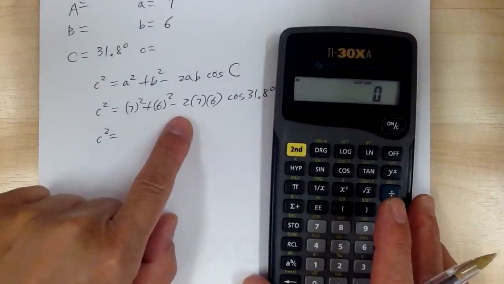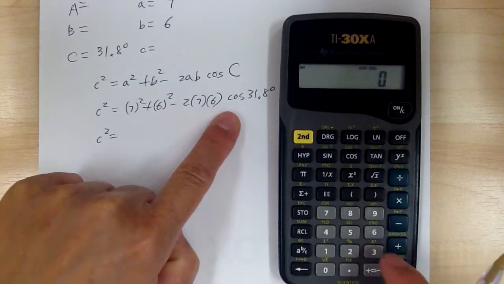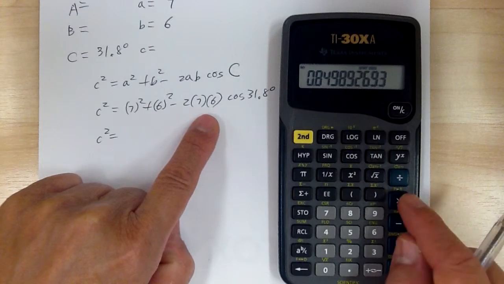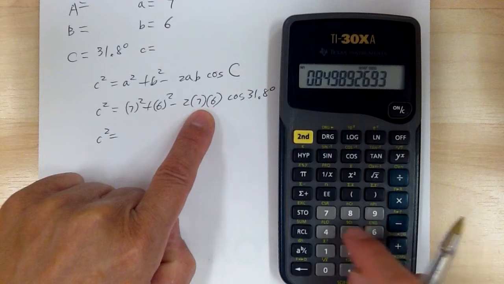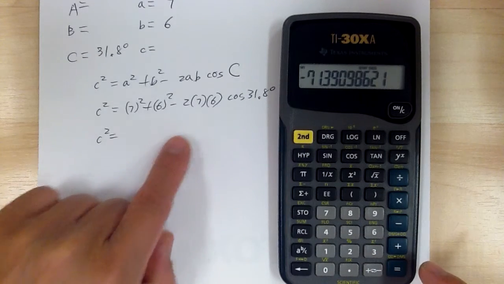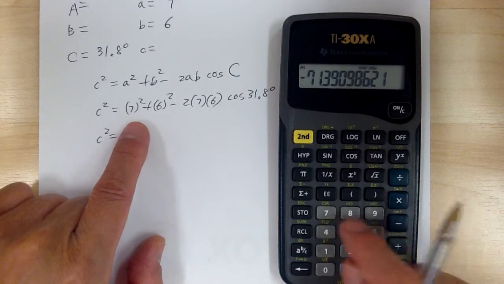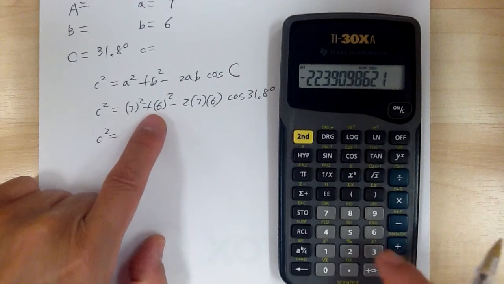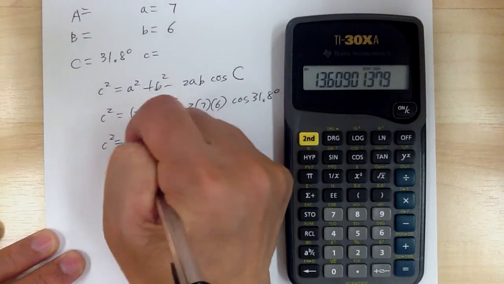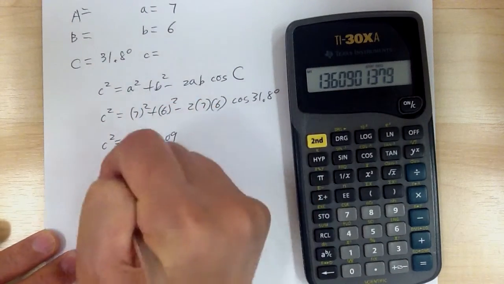I'm going to work backward this way. 31.8 cosine times 42 times negative 2, then plus 7 squared plus 6 squared, equal to 13.609. Take the square root.